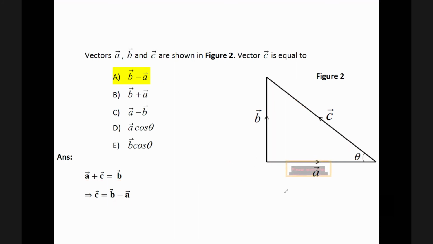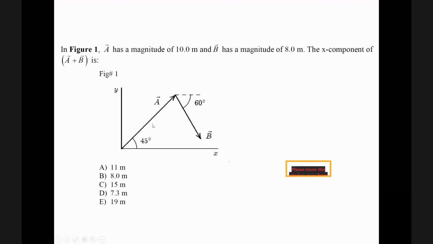Let's go to another question. In the figure, A has a magnitude of 10 meters. What does magnitude 10 meters mean? It means the length of A is 10. And B has magnitude 8, meaning the length of B is 8. The X component means give me AX plus BX, that is A plus B. Where is A plus B, by the way? This is A plus B.